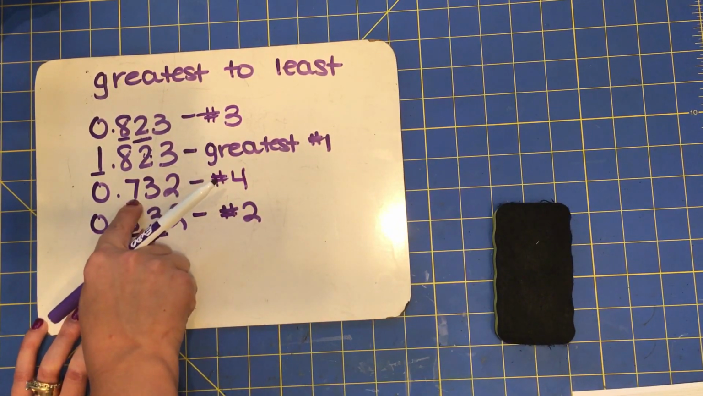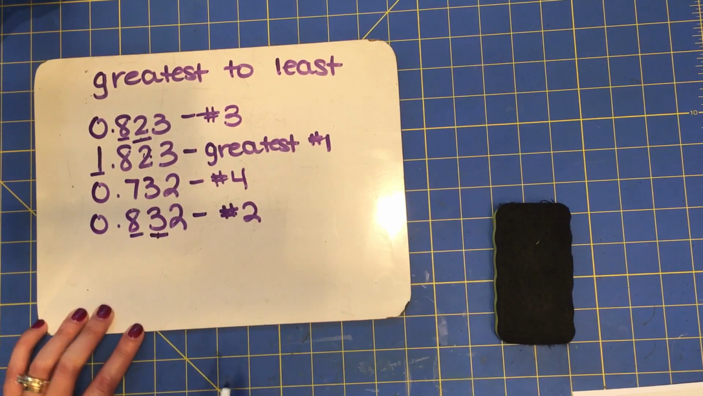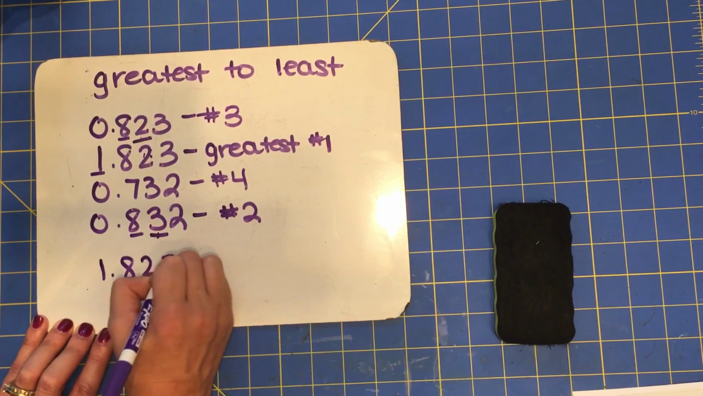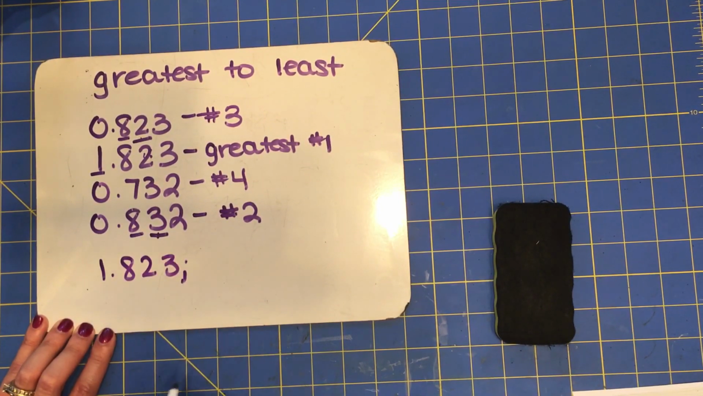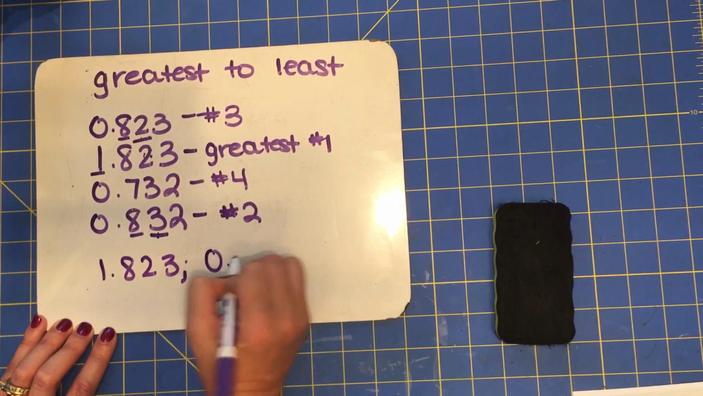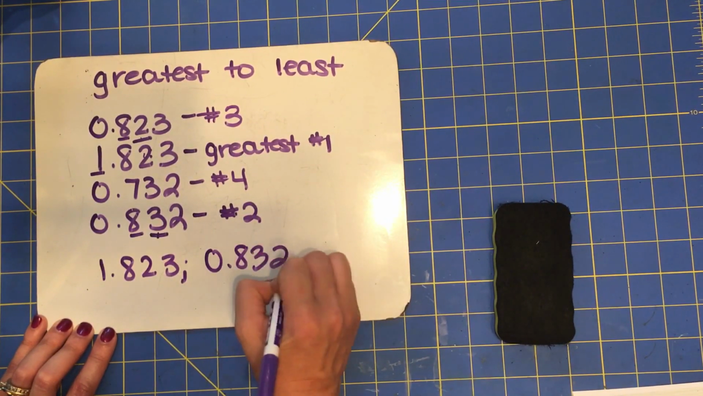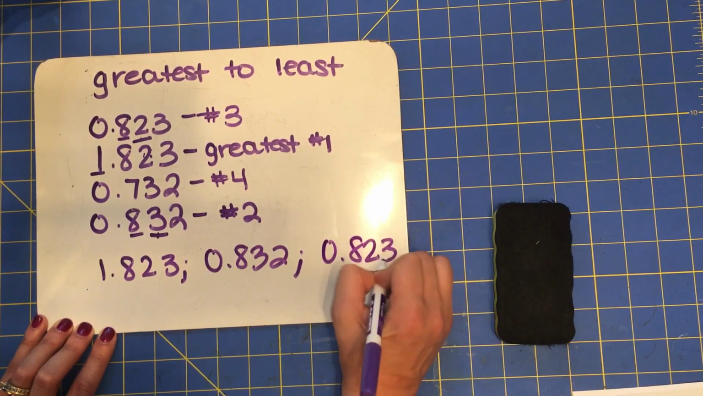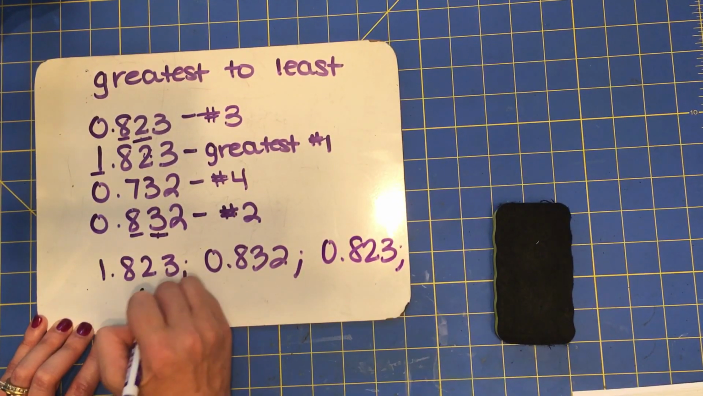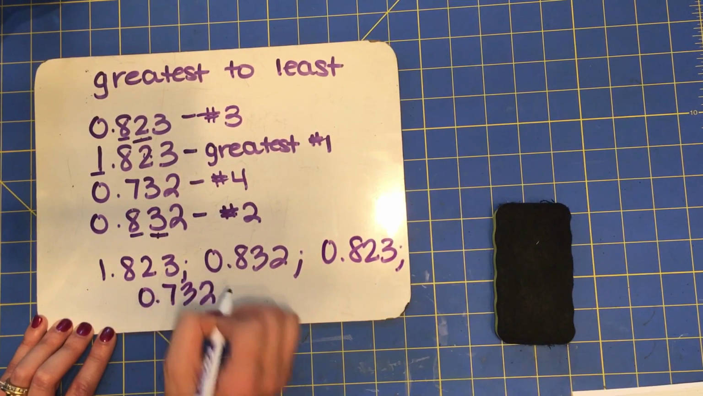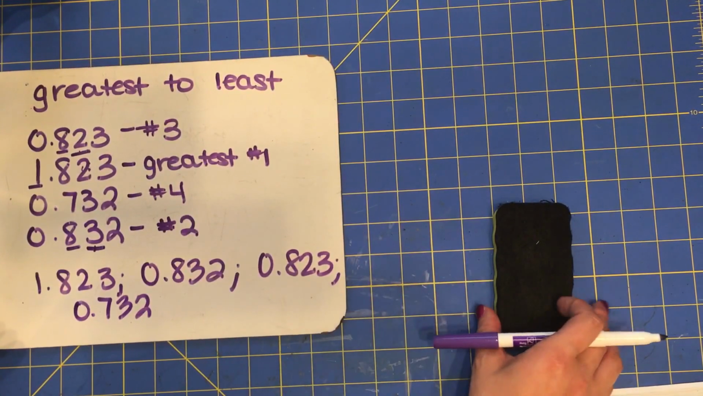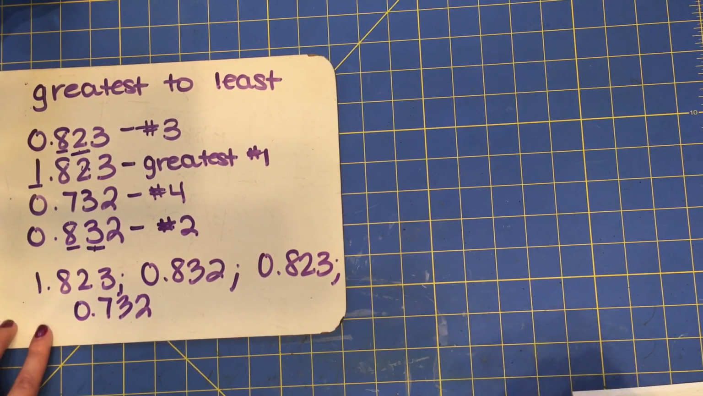Also, it has the least digit in the tenths place, so that's another reason why it's the smallest number. So on your line, you should have written 1 and 823 thousandths, then 832 thousandths, then 823 thousandths, and last you should have written 732 thousandths. There you go. So now you can see it. So check your work.